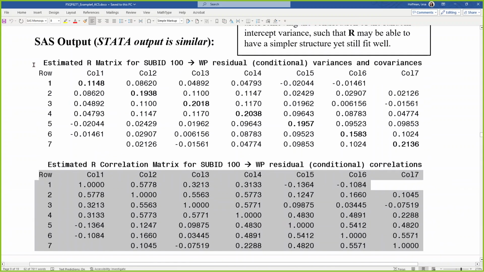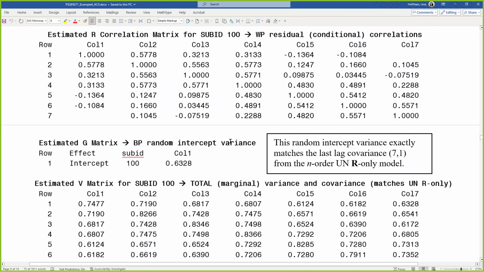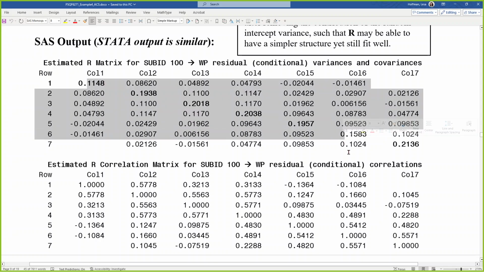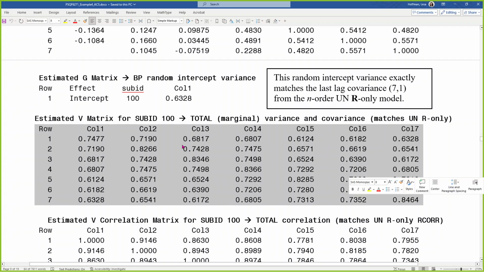So if I take this R level 1 within-person matrix of E variances and covariances, and I take my random intercept variance, which is now sitting all by itself in something called G, and I stick this number everywhere in here, then V is my total. And this is the exact same thing as an unstructured R-only model. We just build it using pieces instead.